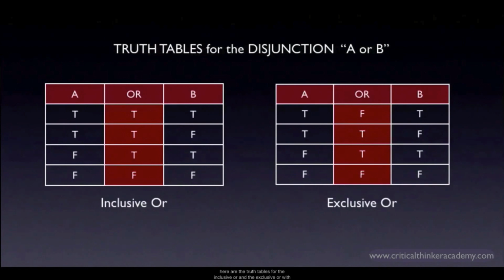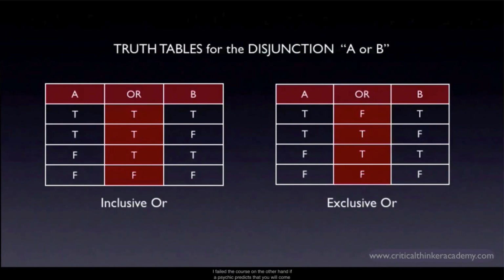Here are the truth tables for the inclusive or and the exclusive or. With the inclusive or, if either A or B is true, then the disjunction as a whole is true. The only case where it's false is if both A and B are false. The truth table for the exclusive or is exactly the same except for the first row, where both A and B are true. The exclusive or says that A and B can't both be true at the same time. So for this combination, the disjunction is false. You're using an exclusive or when you say things like, the dice rolled either a 6 or a 2, or the door is either open or shut, or I'm either pregnant or I'm not pregnant, or I either passed the course or I failed the course.